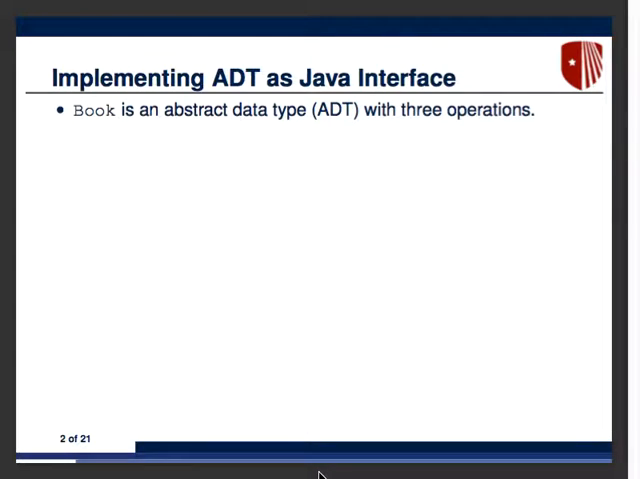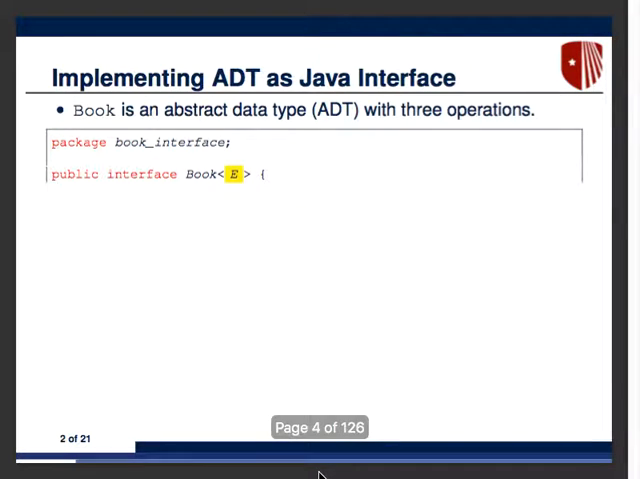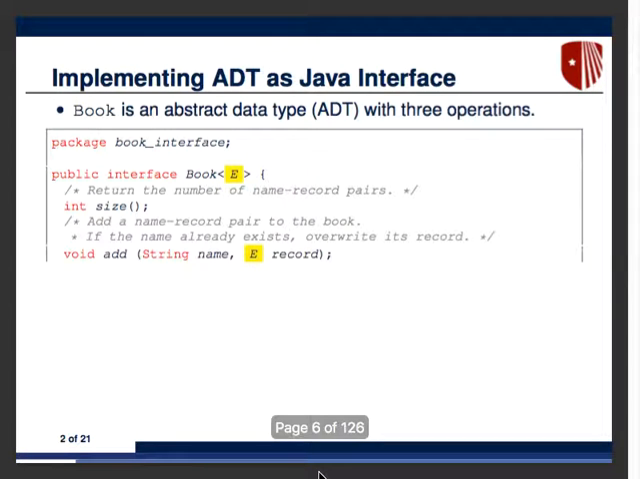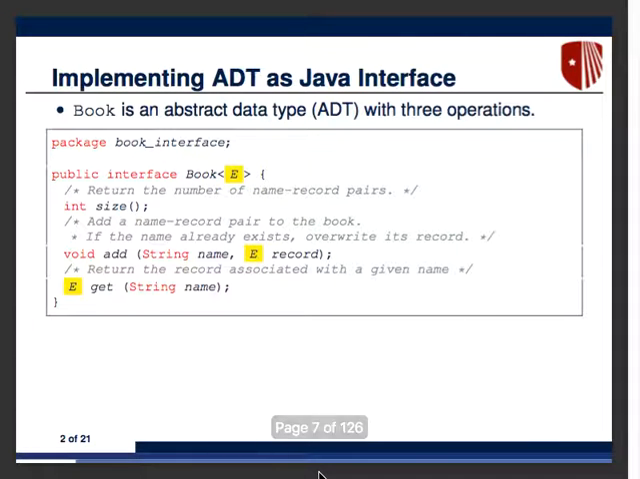Let's say we want to support only 3 easy operations. We have an interface called Book. It's generic. And then we want to support 3 methods. We have to support size, and you should be very familiar with what it should return. Also we have a method called add. We want to add a new name and record pair into the book. And also, given a name, we want to return the associated record.